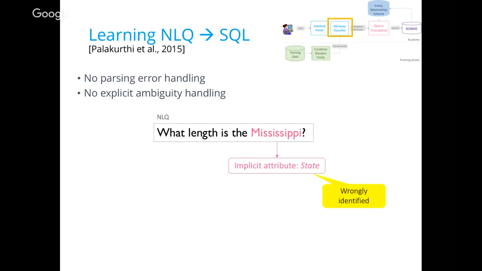So for example, here one length is Mississippi. Here it actually refers to the river, but the concept identifier mistakenly identifies this as a state. The system does not do anything, does not come back to us as a user to ask, is this the right thing or not? It just utilizes the concept identifier to do whatever it does.